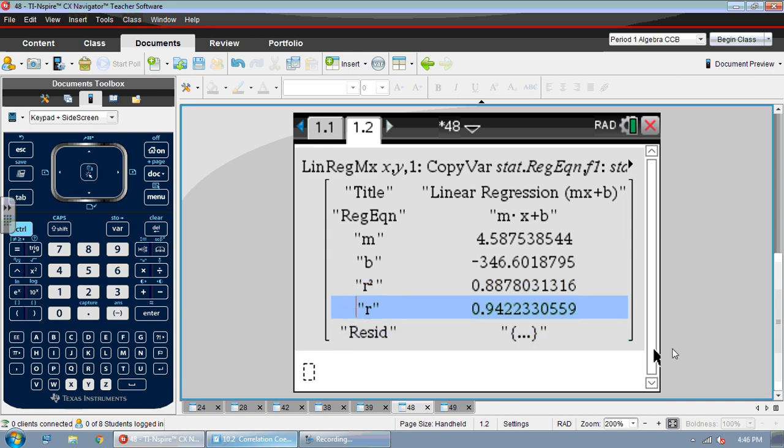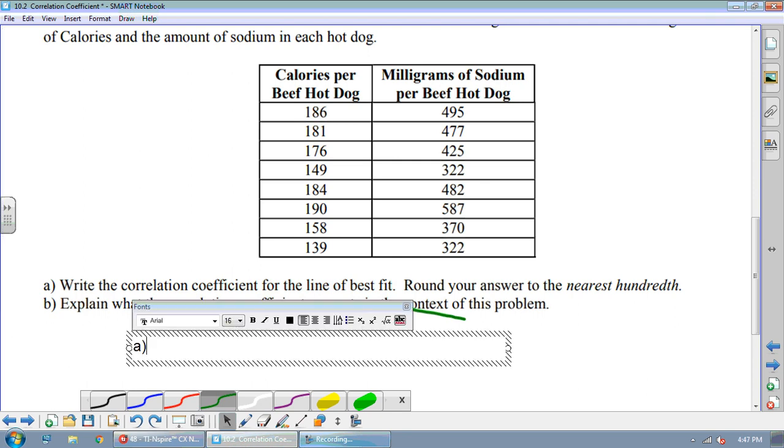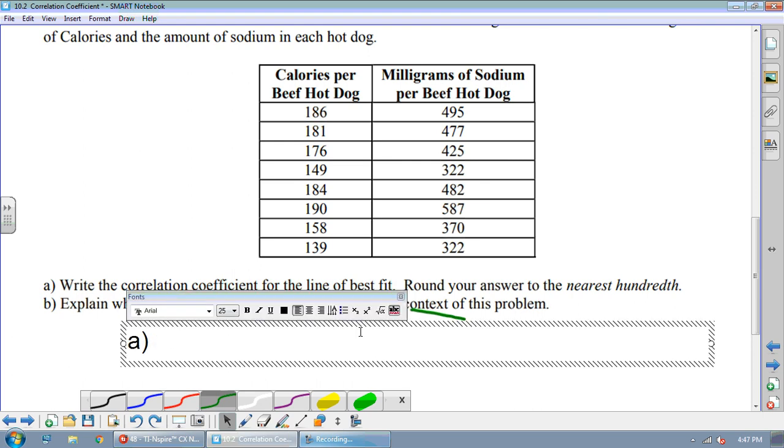We want it rounded to the nearest hundredth, 2 decimal places. 0.94 stays a 4 because the 2 does not make it round up. So for letter A, I'm going to say we've got an r value of 0.94.